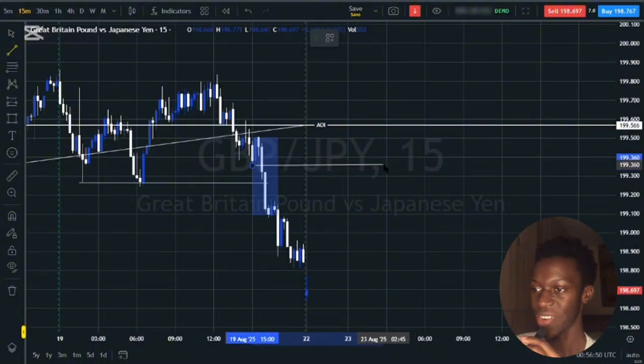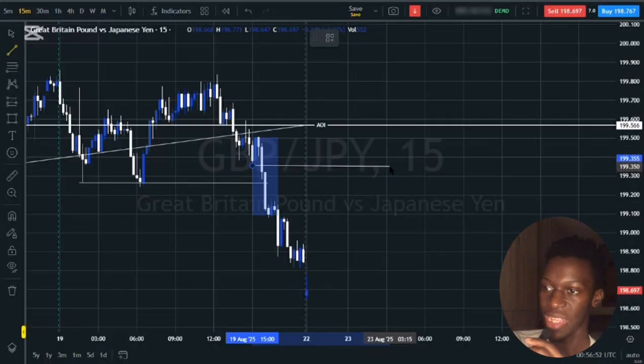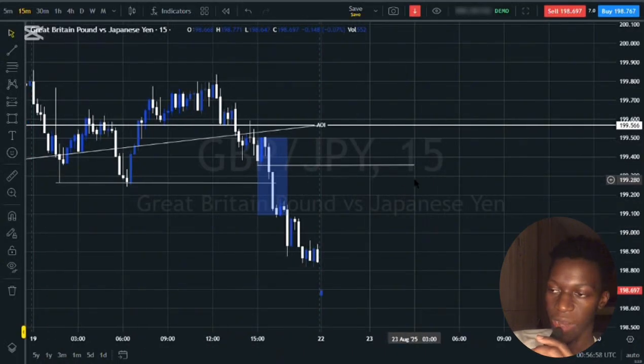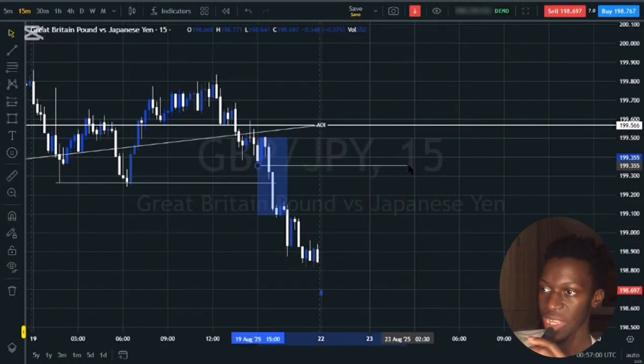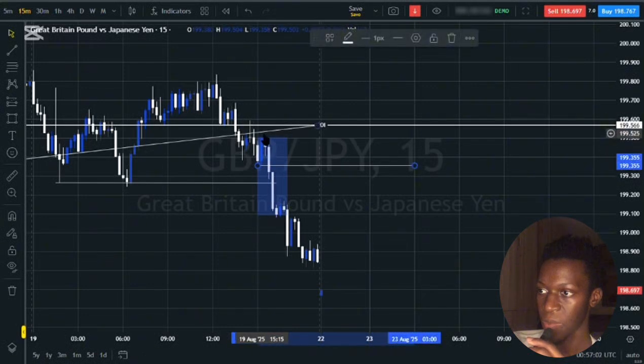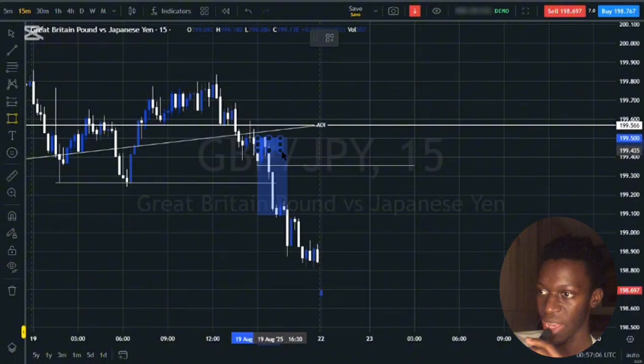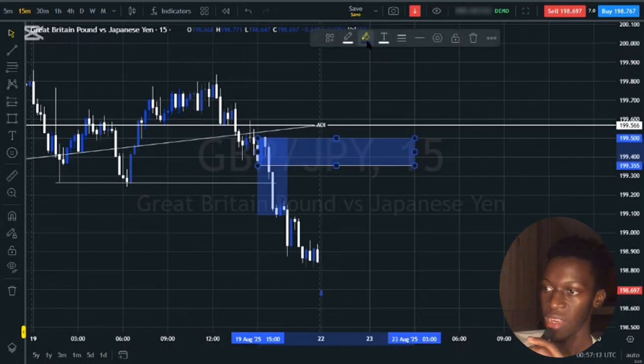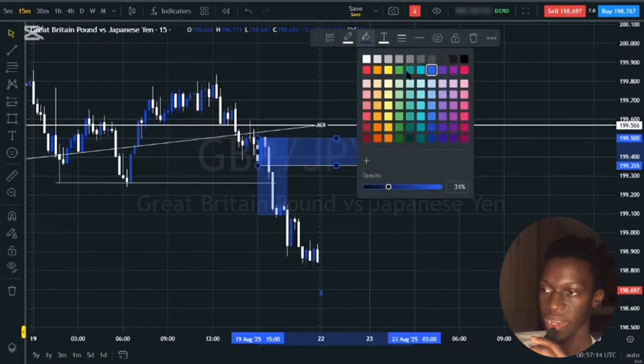So yeah, we had our supply zone, which is that bullish candle there that was formed just before the bearish momentum. So this candle here is our supply zone. As you can note, the green area there is our supply zone. So meaning the market has to go all the way back to that supply zone and retest it.